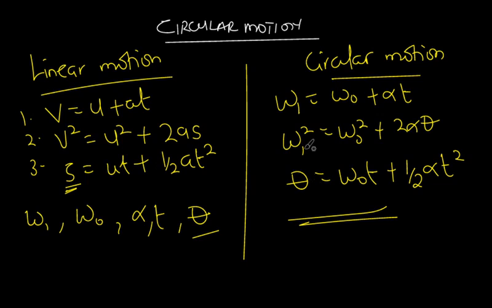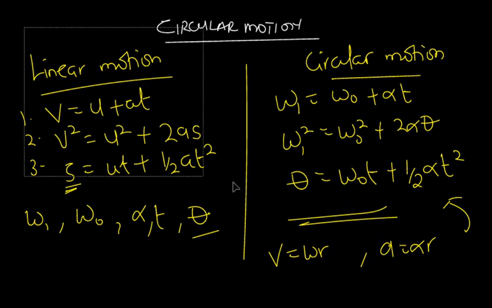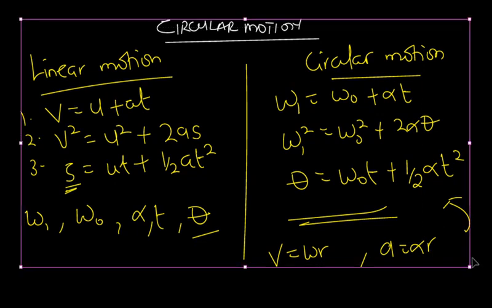So so far we've looked at a lot of formulas. We've looked at angular displacement, angular velocity, and the relationship between linear velocity and angular velocity to be this, and linear acceleration and angular acceleration also to be this. We also looked at these formulas that are used in circular motion. So let's have a look at some examples to enhance our understanding of this topic.